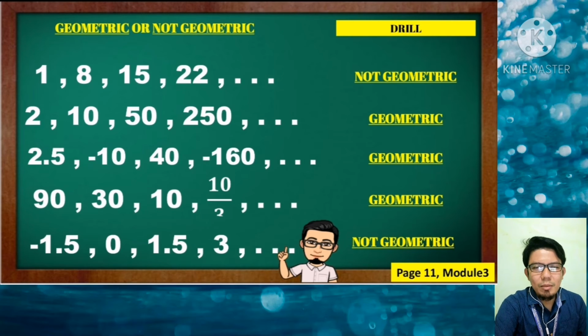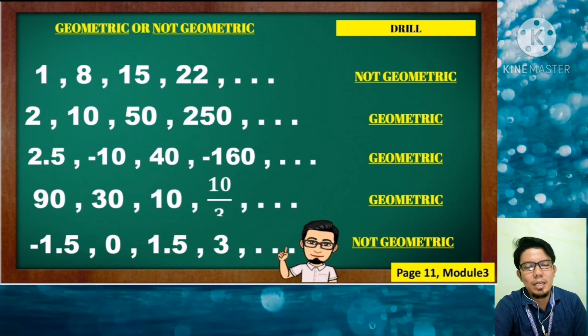Next, for item number 2, we have 2, 10, 50, and 250. To get the common ratio, we can divide: 10 divided by 2 is 5, 50 divided by 10 is 5, 250 divided by 50 is 5. So 5 is what we call the common ratio. And since there is a common ratio r equals 5, therefore item number 2 is geometric.